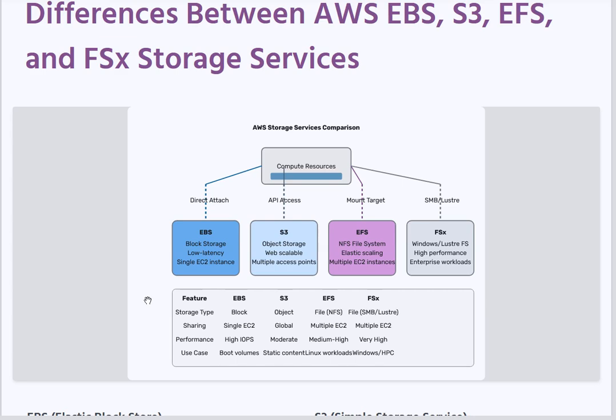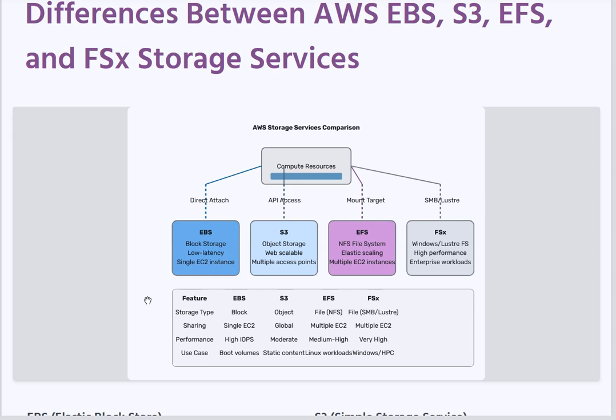And S3, object storage, is global. Performance is moderate; it all depends on where your region is, where you're going to use it, and what the purpose is. It's used for static content, so you can use it for static websites and some other purposes. Through the API, a computer resource can access S3 buckets.